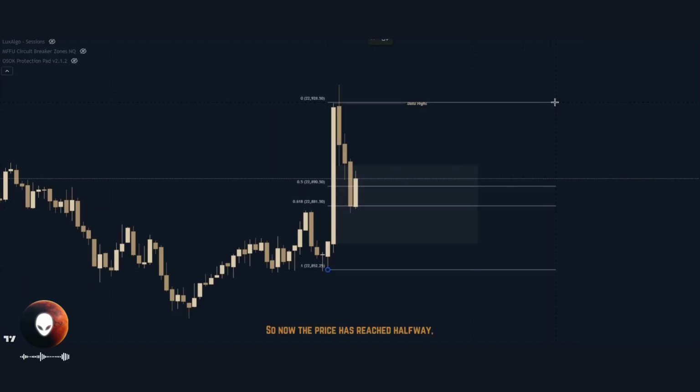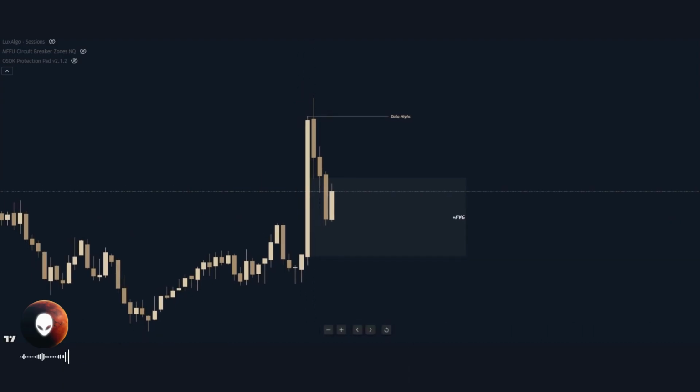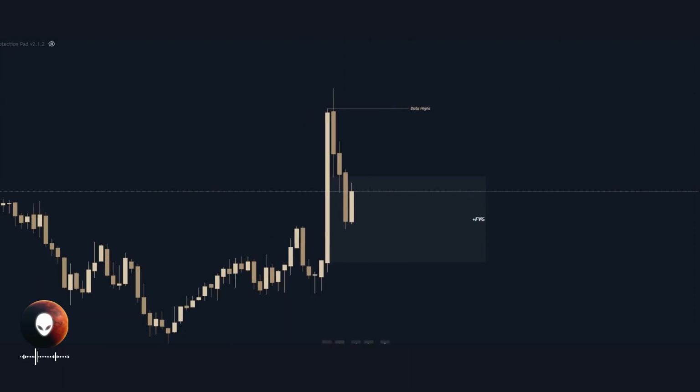So now the price has reached halfway and we see it reaching into a PD array, which happens to be an FVG. Now we want to see if we can find a position to take it back up to the extremes. So watching price play out, we see that that's exactly what happens.